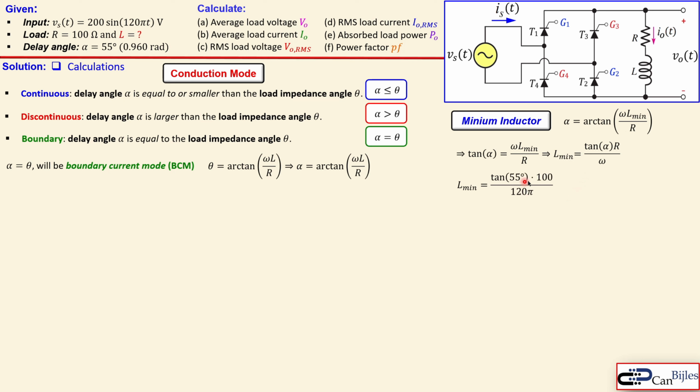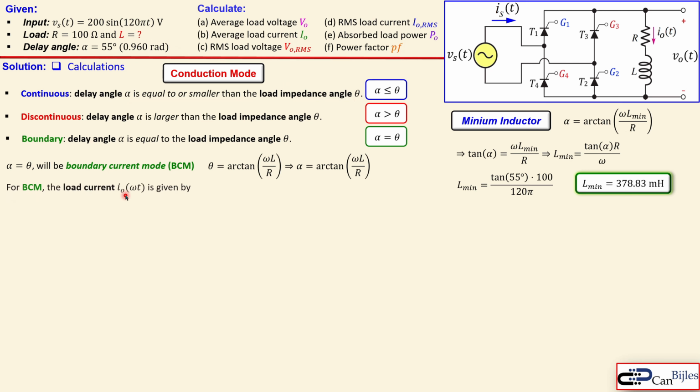For this case, with 55 degrees, 100 ohms for the resistor, and 120 pi radians per second as the radian frequency, the minimum inductor we need is 378.83 millihenries, so almost 379 millihenries. That is the minimum you need. If you go lower than that, you have the condition of discontinuous current mode. If you go above that, you have continuous current mode, which is what we had, because we had 500 millihenries in the previous discussion.